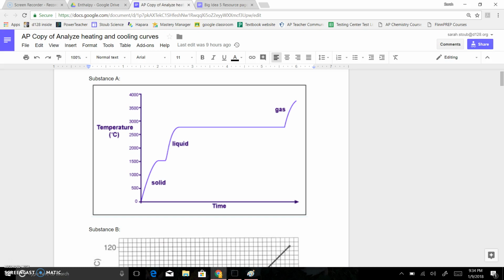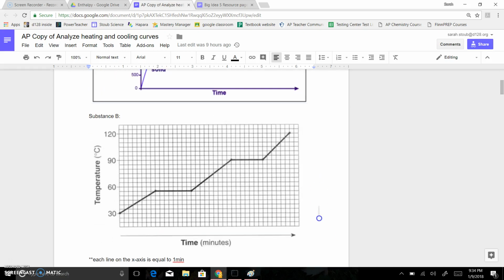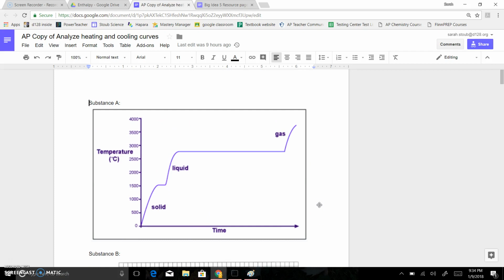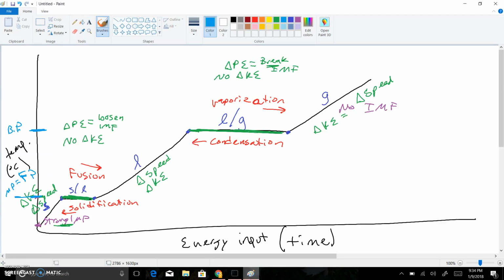Between this substance A, this top chart, and this one right here, the stronger intermolecular force will be this one, because it has such a high temperature in order for it to boil, such a high temperature in order for it to melt. It must be really attracted to each other. Something like an ionic compound or something like that. So the boiling point right here, the stronger the IMFs, the higher the boiling point will be.